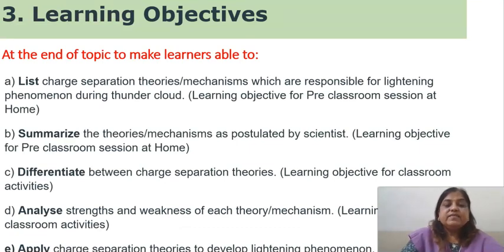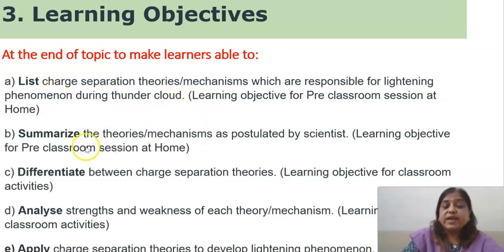So I have designed some learning objectives related to our unit. Which unit? Unit number 5 I have considered. After completing this activity, you should be able to list the charge separation theories and mechanisms which are included in unit number 5, overvoltage and lightning phenomenon. There are 3 different theories: Wilson theory, Simpson's theory and Reynolds and Mason theory. You will be able to list all the mechanisms of these 3 charge separation theories.